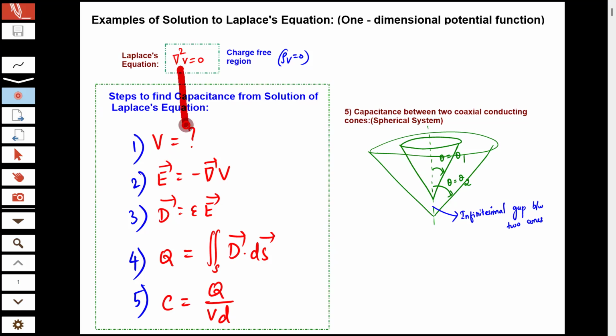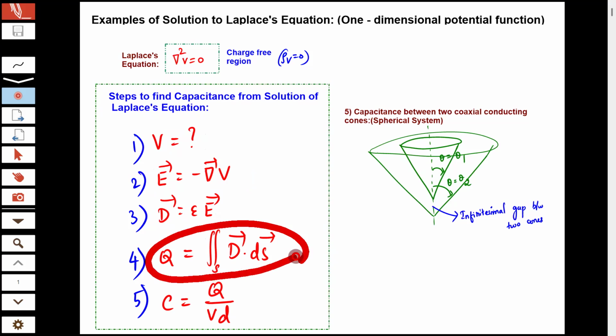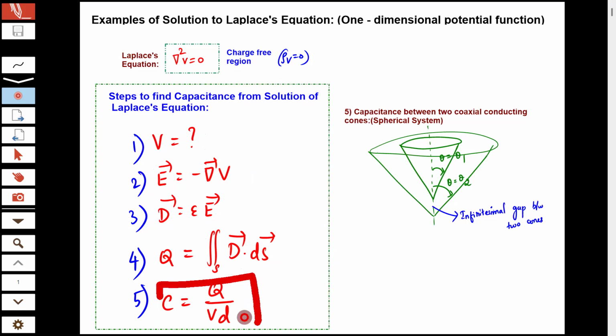We will be solving the Laplace equation to get the potential, and from potential function we can find electric field intensity as negative gradient of potential, and from electric field intensity we can find flux density in terms of the dielectric material's constant, and from flux density we can find charge by using the Gauss law. And capacitance can be estimated as the ratio of charge stored in any one of the plates to the difference in potential between the two plates.